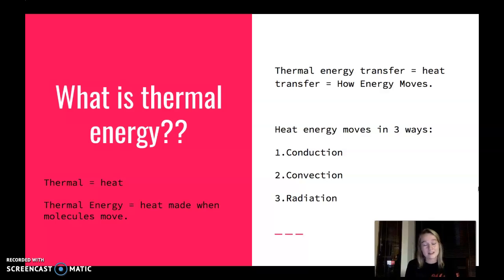Now, heat energy specifically can move in 3 different ways. And we've heard those words a lot today, and we're going to go over them. So there's conduction, convection, and also radiation. So say those with me. Conduction, convection, and radiation.